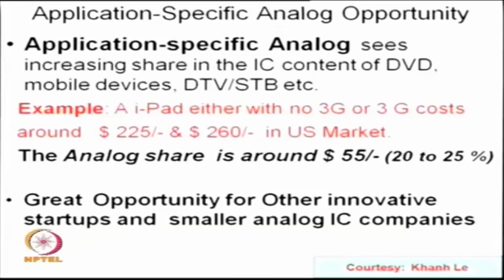Just to give an idea, an iPad, there are two kinds, as I say, application specific. For an iPad of 3G or no 3G, whichever way you buy, it's typically $225, this is a little old price but available on the net, and the analog share in that is $55, which means around 20 to 25% of an iPad, and this is becoming so crazy to everyone that the analog market will continue to increase. So what is the opportunity for you all is a great opportunity for other innovative startups and smaller analog IC companies. So what is the strategy?